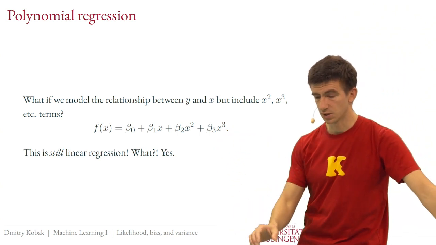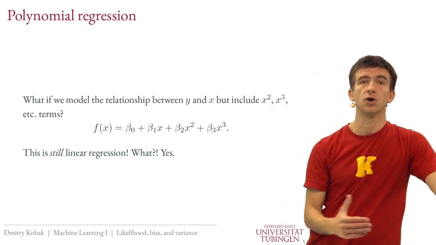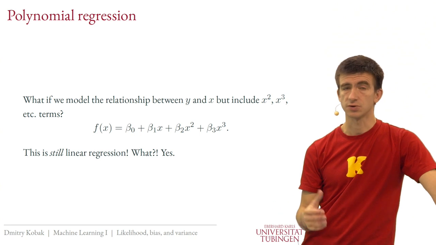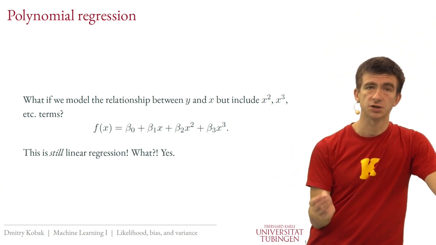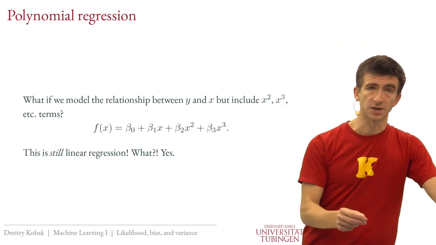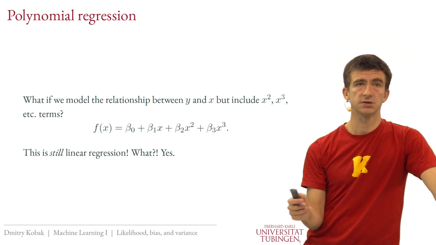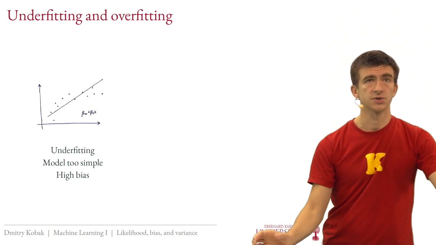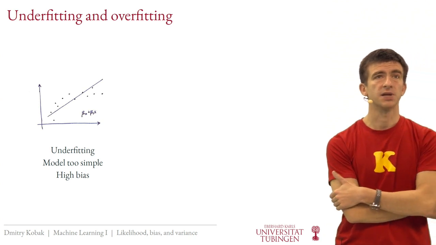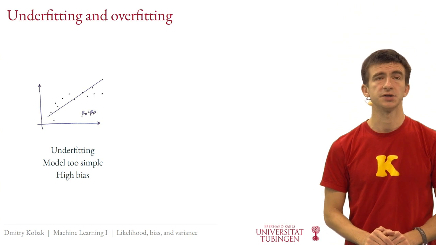And this applies everywhere. So if somebody tells you we have a nonlinear model, like a neural network or anything, this means it's a nonlinear function of the parameters. Otherwise, it's a linear model. So this is still a linear regression. Well, great. So we can just keep applying all our intuitions about linear regression to this polynomial regression situation.